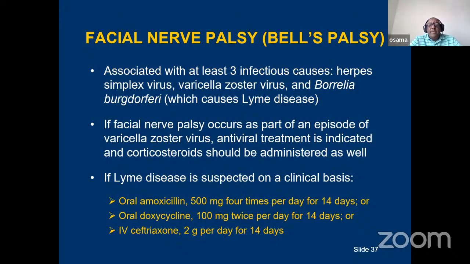If Lyme disease is suspected on clinical basis, we give oral amoxicillin 500 milligram 4 times per day for 14 days, or oral doxycycline 100 milligram twice a day for 14 days, or IV ceftriaxone 2 gram per day for 14 days.